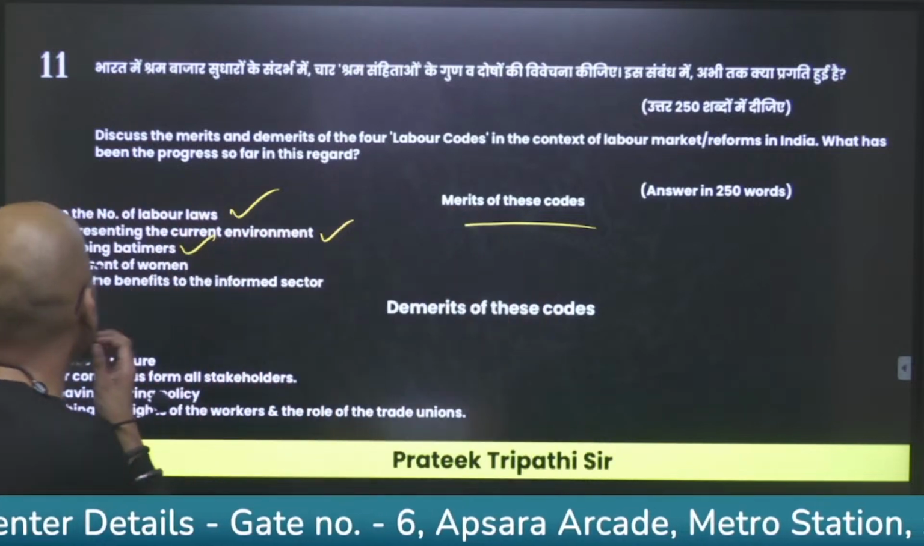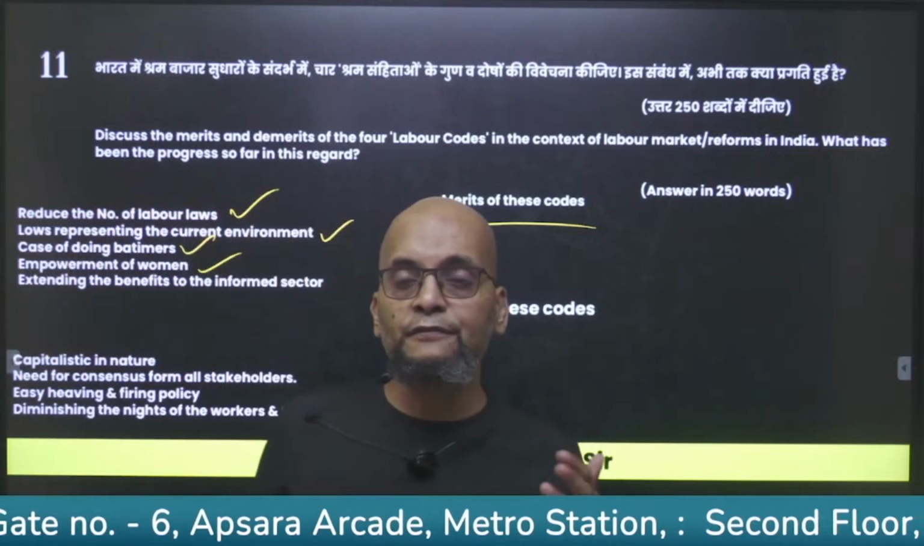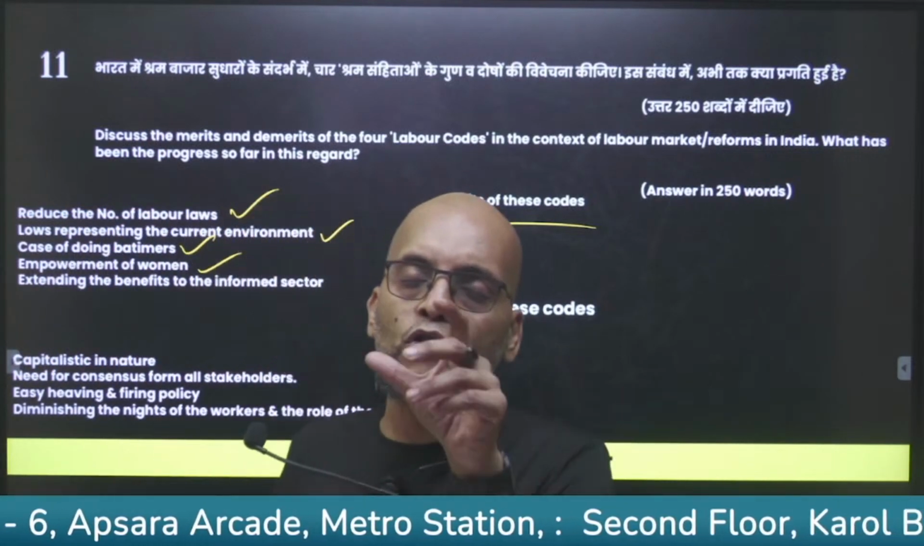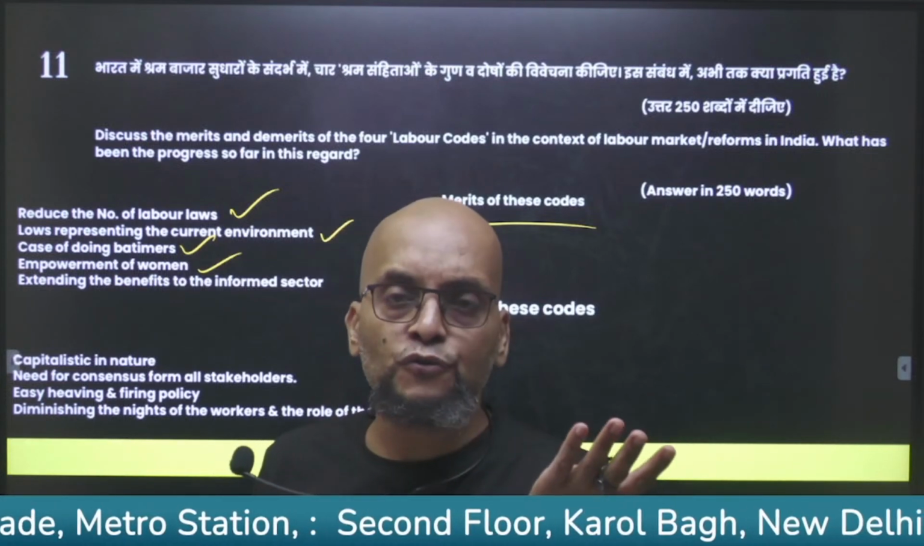Okay. Next is empowerment of women. See guys, earlier, just giving an example, if you talk about the night shift, only the male population was doing the night shift.